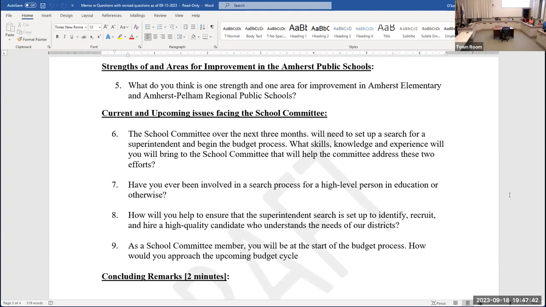Because we've eliminated at the last time any kind of statement of a past experience. So this is where they could bring anything they've ever done to bear on either of these two issues. And then if 7 is gone, we've got one question about the superintendent search and one question about the budget. And Mandy was the one who suggested the rewording of the budget one last time, and I just captured it when I sent this in.